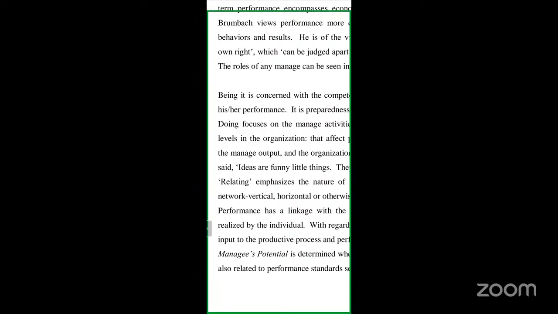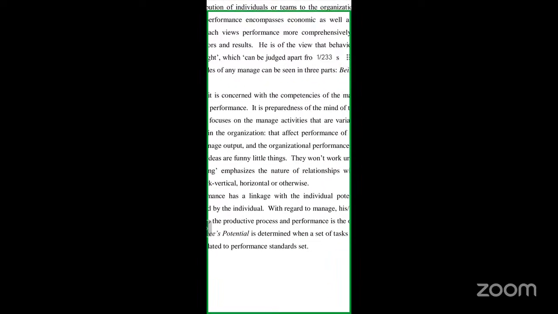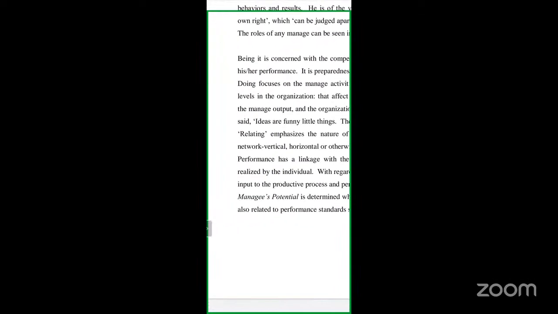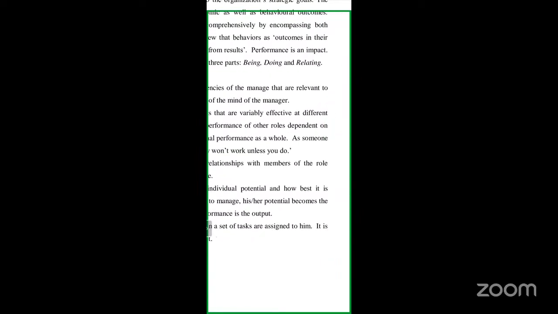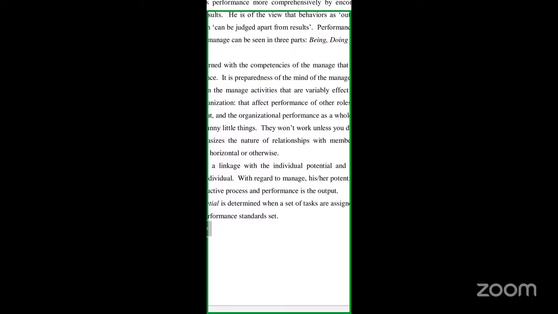It is both male and female performance, it gives the output. Doing focuses on the manage activities that are variably effective at different levels in the organization that affect performance of other roles, dependent or independent. We have dependent and independent criteria which affects the performance of the management.